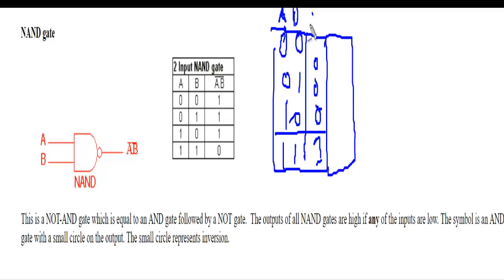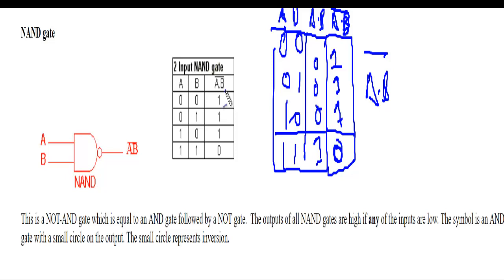So this is A and B. What is the A and B inverse? Okay, A and B complement. So NAND is A and B complement. That means whatever the output of AND is, do the inverse of that. If it is 1, make it 0. If it is 0, make it 1. 0 1 0 1. So that will be 1 1 1 0. That's going to be the NAND.